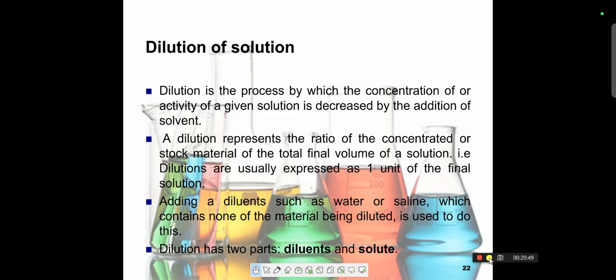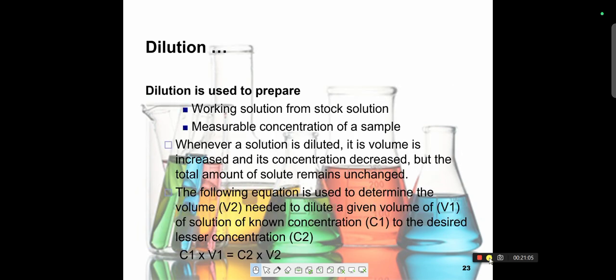So dilution represents the ratio of the concentrated or stock material to the total final volume of the solution. We can add diluents such as water or saline, or anything which is used to do the dilution. So dilution has two parts, diluent and solute. Diluents are the things that are used to dilute or reduce the concentration, and solute is the one whose concentration we have.